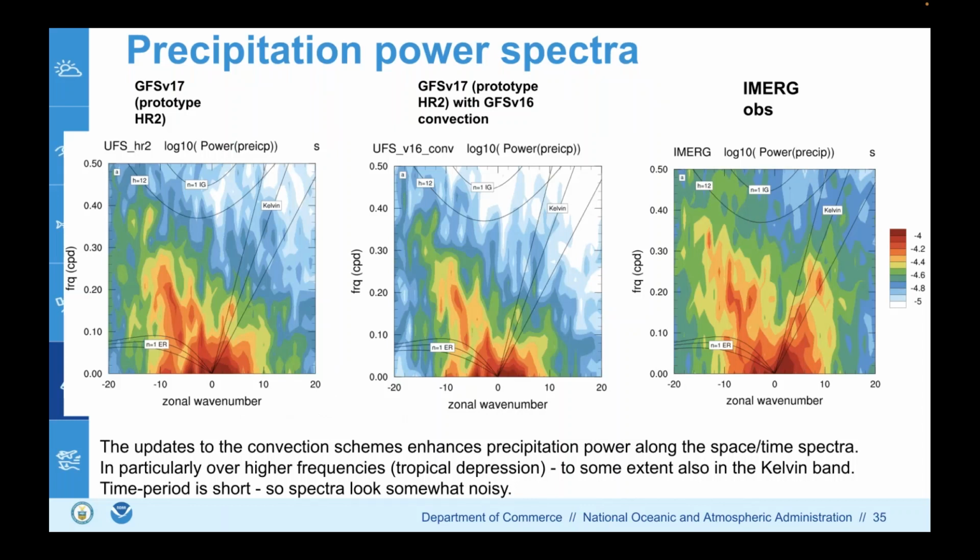These are from Maria's tropical diagnostic package, this precipitation power spectra. If we compare the HR2 to the version that has GFS version 16 convection, we do in general see more precipitation power at higher frequencies, and also perhaps enhanced over the sort of tropical depression, or even hurricane region, somewhat closer to the IMERG precipitation. The spectra are rather noisy due to the short period. Maybe you could say that there's a little bit more power also in the Kelvin band, but it's still a lot less than what we see in IMERG. So even though we saw some improvement in the Kelvin score in HR2 compared to GFS version 16, I think there's still perhaps even more improvement that can be made.